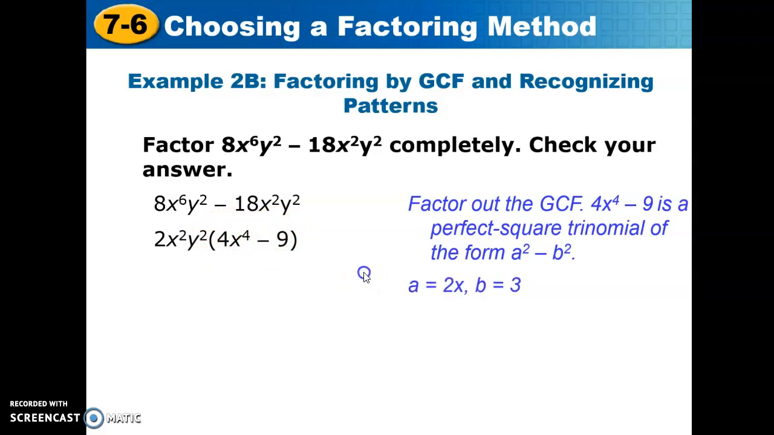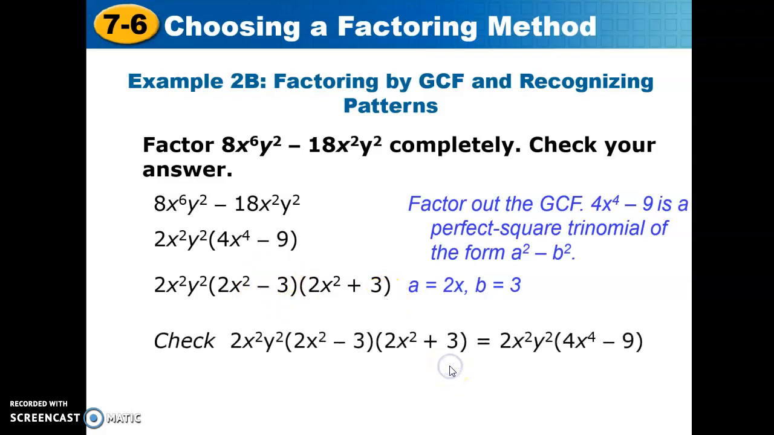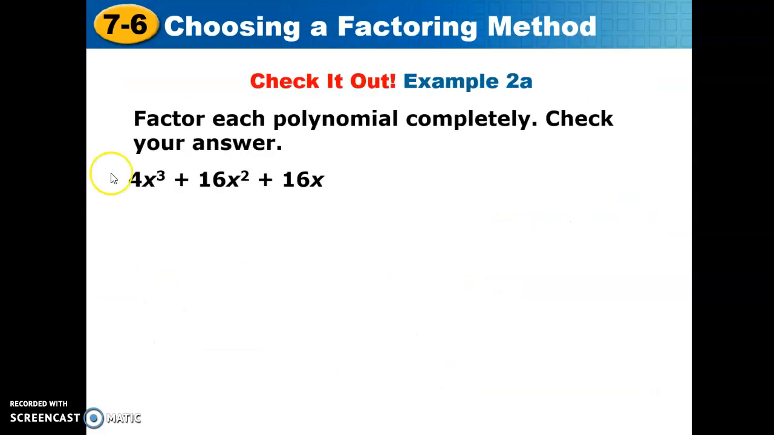So keep that in mind. And it says right here as well if you want to look at it. So our factored answer is 2x squared y squared times the quantity of 2x squared minus 3, 2x squared plus 3. Okay? The plus and the minus in here can be switched. I'm not sure why they put the minus first all the time, but you can definitely put a plus sign there. Okay, and then again, you can check your answer by doing multiplication. All right, here's another one.